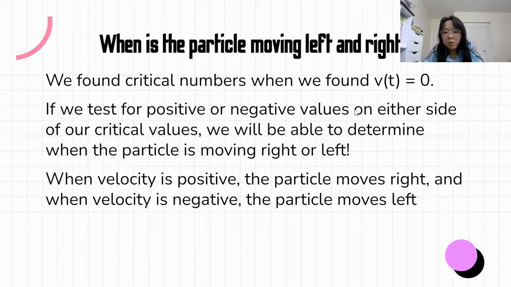So when is the particle moving left and right? We found critical numbers when we found when v(t) is equal to 0. If we test for positive or negative values on either side of our critical values, we will be able to determine when the particle is moving right or left. When velocity is positive, the particle moves right, and when velocity is negative, the particle moves left.